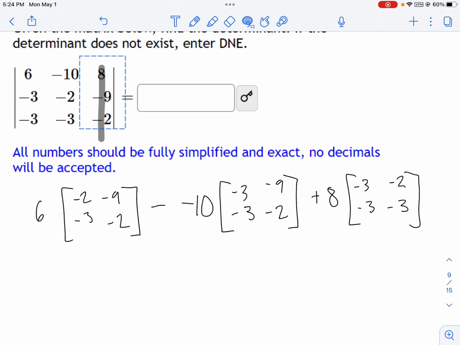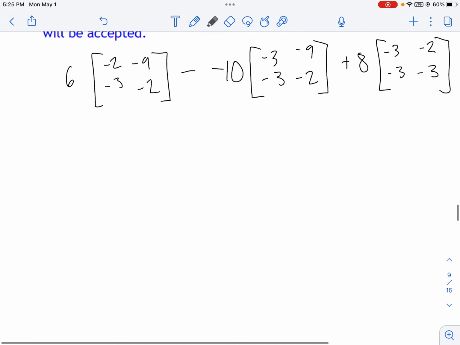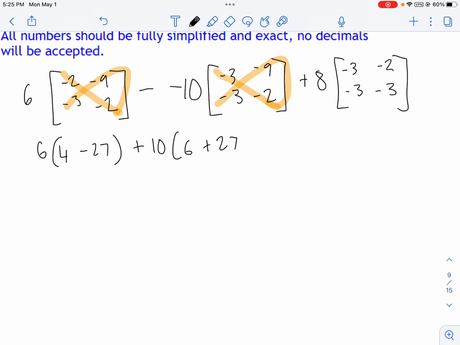Now all you do is start taking determinants of these 2 by 2 matrices. So for this first matrix, you do the product of your main diagonal, 4, minus the product of your second diagonal. So that would be -27. And that's being multiplied to the 6 out front. This next one is going to be adding 10, right? Negative and negative is a positive. And then that is going to be 6 minus the product of the next will be 27.